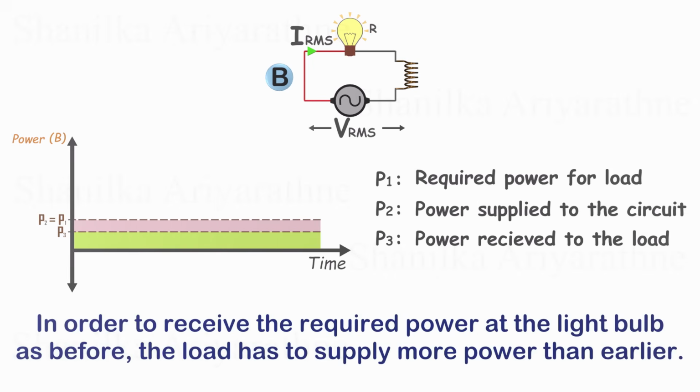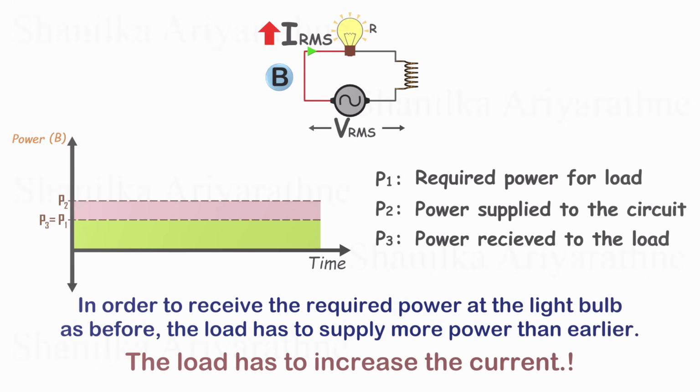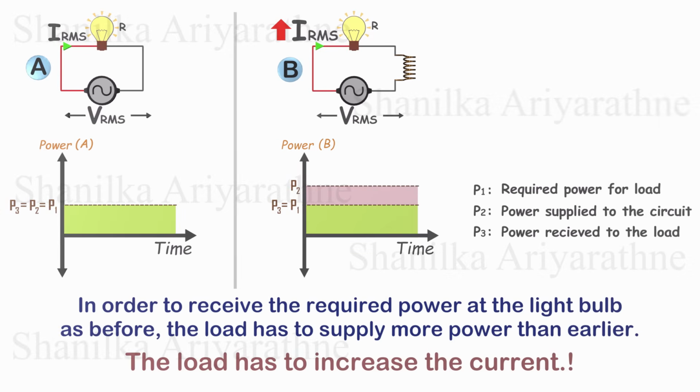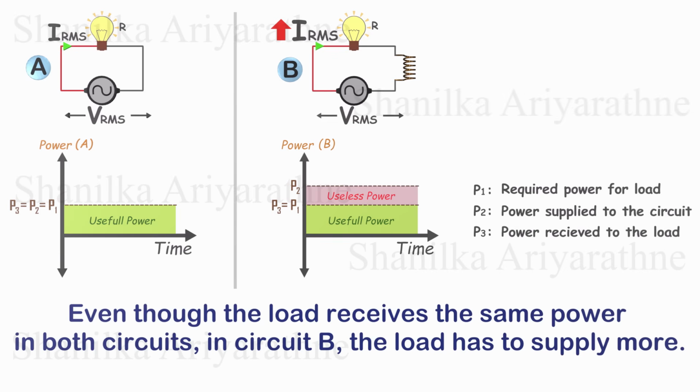In order to receive the required power at the light bulb as before, the load has to supply more power than earlier. Therefore, the load has to increase the current. Let's compare this with circuit A. Even though the load receives the same power in both circuits, in circuit B, the load has to supply more. So, it seems some amount of energy goes to waste in circuit B.